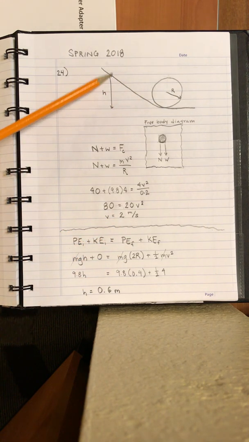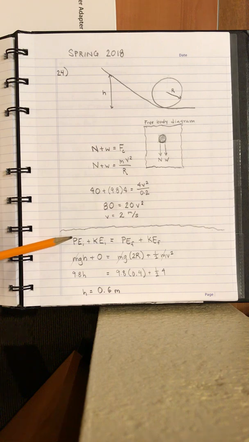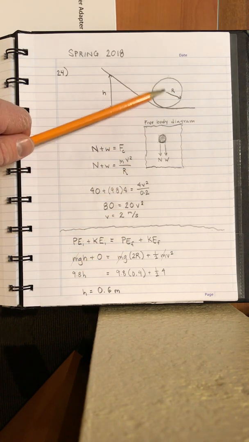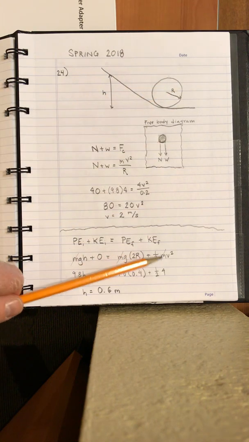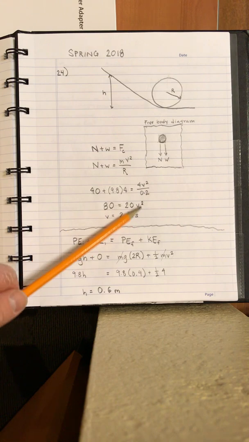Now, in order to figure out at what height it would have to have started at, we rely on conservation of energy, and we know that the initial potential plus the initial kinetic energy has to equal the final potential plus the final kinetic energy. The initial potential energy is mgh, and the initial kinetic energy is 0. The final potential energy at the top of this circle is mg times the height, which is twice the radius, plus 1/2 mv squared, where v is what we solved for. It's the velocity at the top of the circle.